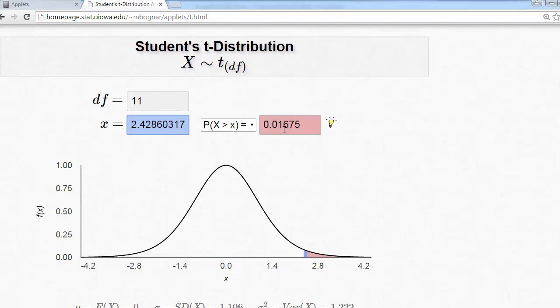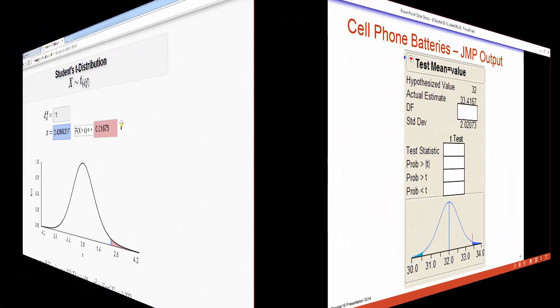And that means it is very unlikely. It's less than a 5% chance, which means we can reject at the 5% alpha level. I reject the null that the true mean battery life is equal to 32 hours, and I show evidence that the true mean battery life is greater than 32 hours.